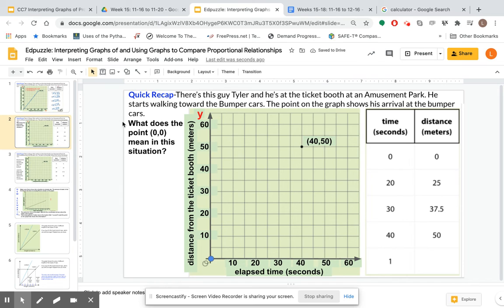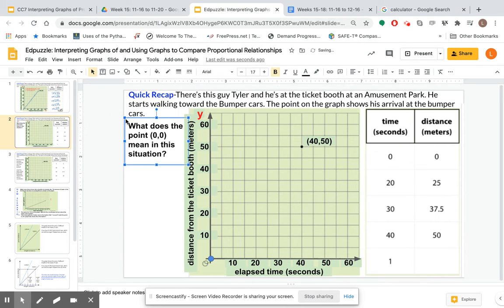Okay, so same situation, and our question is, what does the point 0, 0 mean in this situation? So let's analyze this, okay? 0 represents the X number, so in 0 seconds, right, he's traveled 0 meters. And that should make sense because if you haven't started walking yet, then you aren't going to go anywhere, right? So at 0 seconds, Tyler traveled 0 meters, and that's what the point 0, 0 stands for, okay?